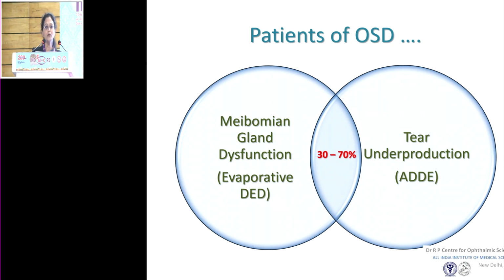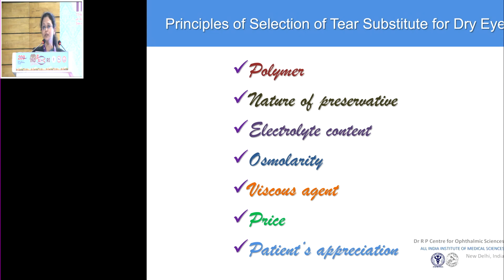So you might have one of these two components in the particular patient you are looking at, and just addressing one perhaps is not going to be useful in managing this. So these are the various factors you need to look at. You need to look at the polymer, what is the preservative, what is the electrolyte content in the drop you're choosing, what is the osmolarity, how is it going to change by using this medication, what is the viscosity of this. Of course, cost plays a major factor, but by and large what I still feel is what is the patient comfortable with on using it.